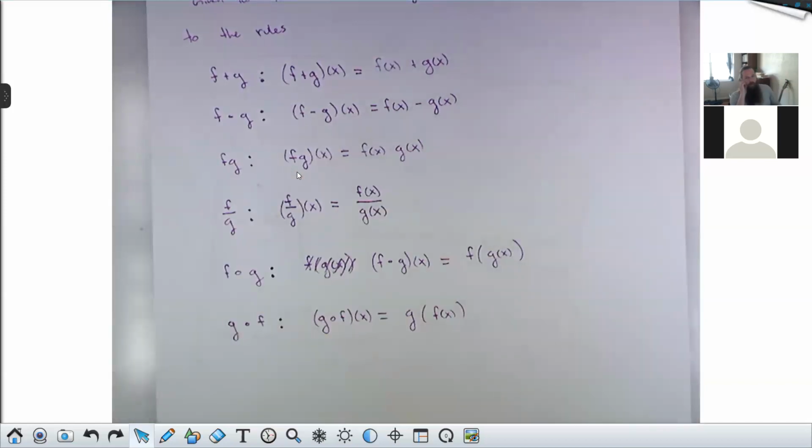And it's really these bottom two operations that mathematicians get super excited about, because they're slightly weird operations when you compare them to the natural algebra things up here. But yeah, so these are how we define these new functions. These are the names of each of the new functions: f plus g, f minus g, f times g, f over g, f of g, g of f. And these are how they're defined.